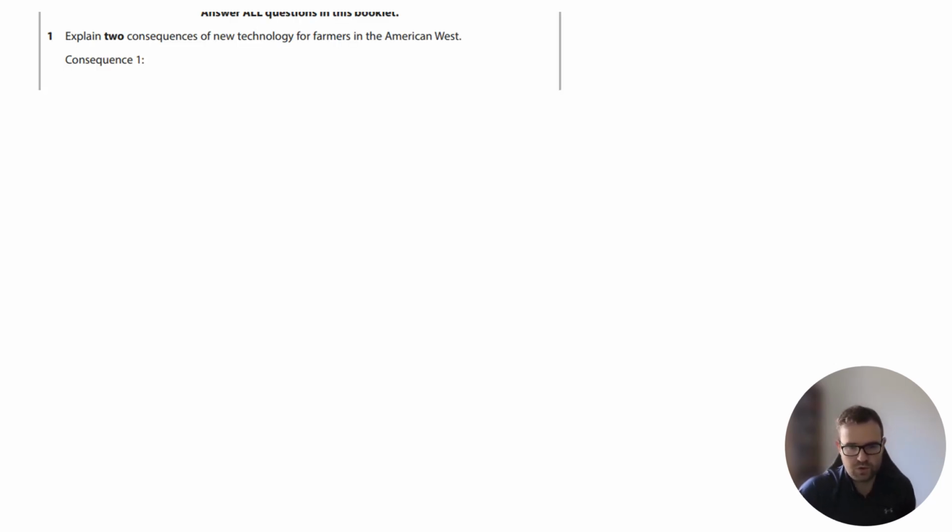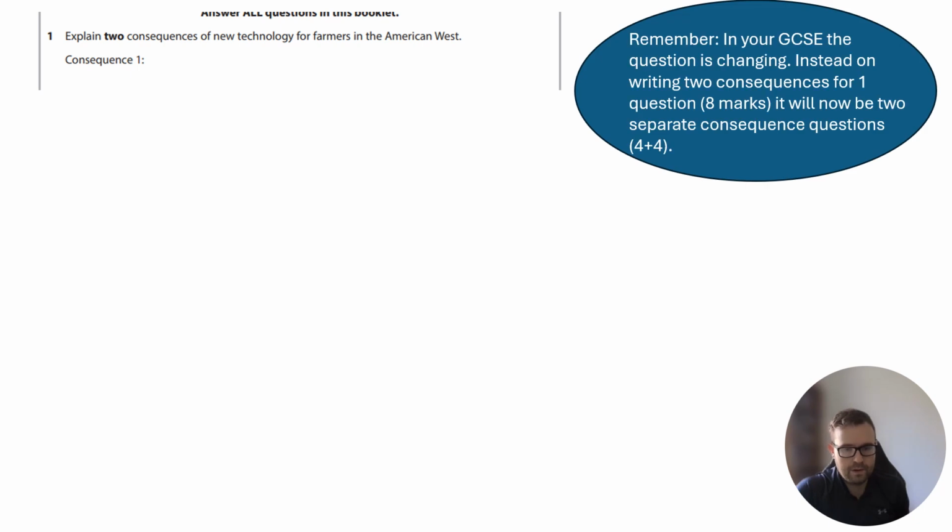Right. So the consequence, the one we're going to look at here is explain 2 consequences of new technology for farmers in the American West. Now, again, as I said before, remember your question is changing. So instead of writing 2 consequences for one question, it's now 2 separate consequences for 2 different questions. Okay, so you might get explain 1 consequence of new technology for farmers in the American West, and then your second question might be explain 1 consequence of new cow towns on the cattle industry.